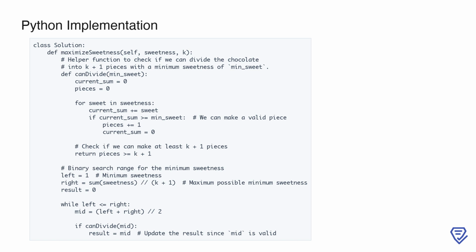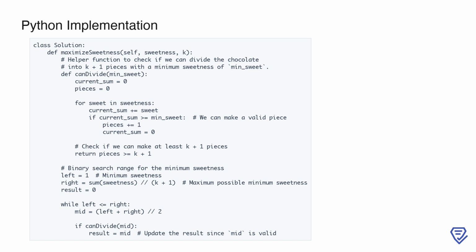Inside this function, we initialize current_sum and pieces to 0. As we iterate through the sweetness array, we accumulate the sweetness values in current_sum, and whenever it reaches or exceeds min_sweet, we count it as a valid piece and reset current_sum to 0. Finally, we return whether the total number of pieces is sufficient.